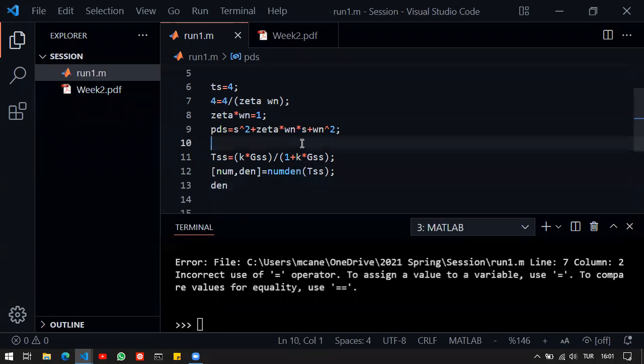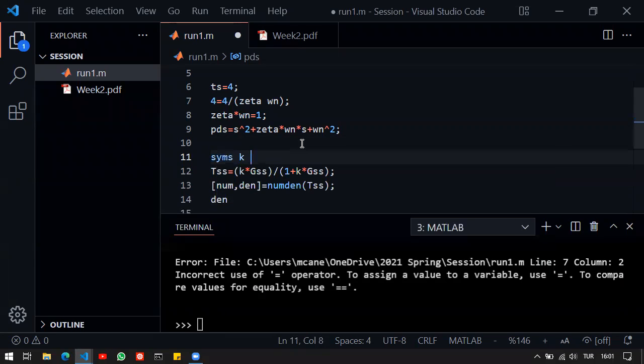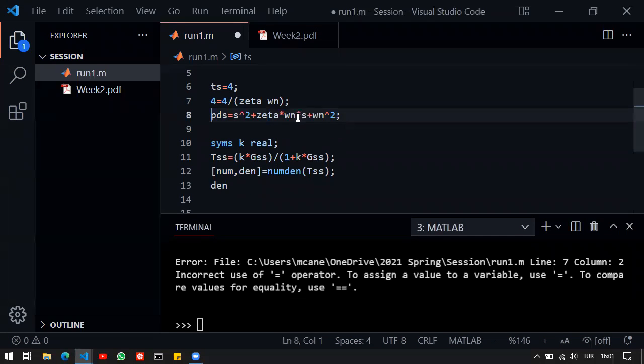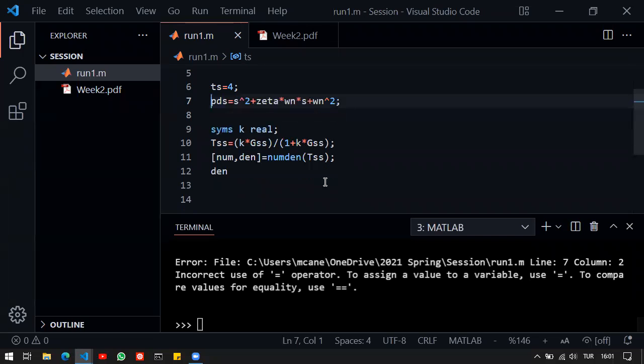And we didn't define k. Since I know that this is basically a real value, let me just quickly define it. Yeah, this part here. And this part here.